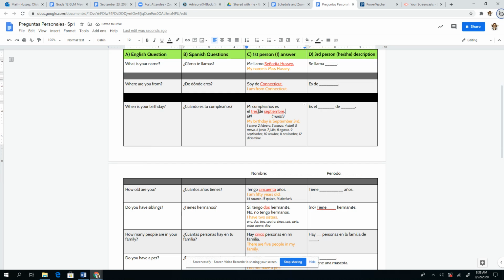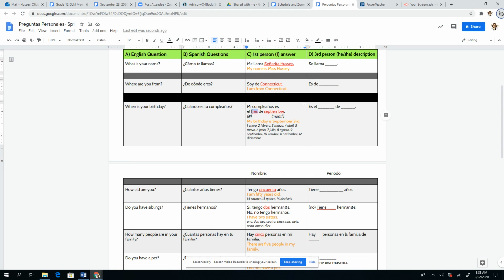Down here, we're talking about our birthday, and you're going to fill in the number and you're going to fill in the month. So when we say our birthday in English, we would say, my birthday is September 3rd. And when we say it in Spanish, it's a little bit backwards. Mi cumpleaños es el 3 de septiembre.